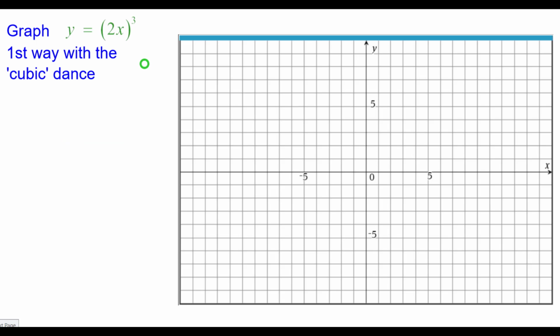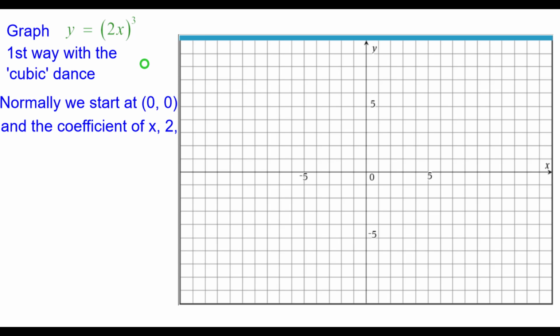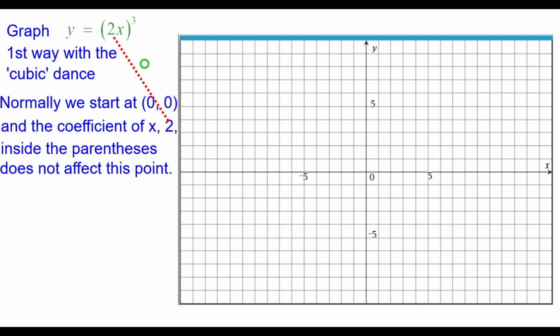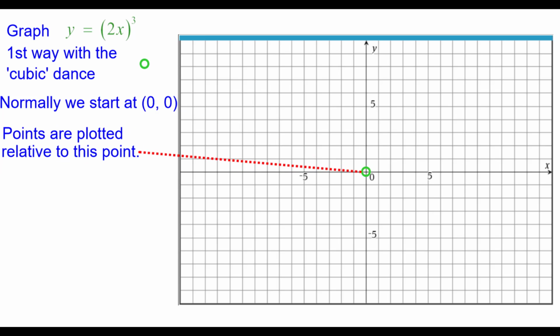The first way is with what we call the cubic dance, and normally we start at the origin. The coefficient of x, which is 2 inside the parentheses, does not affect this point. As you can see, when x equals 0, y is also still equal to 0. Plots are going to be plotted relative to the origin.